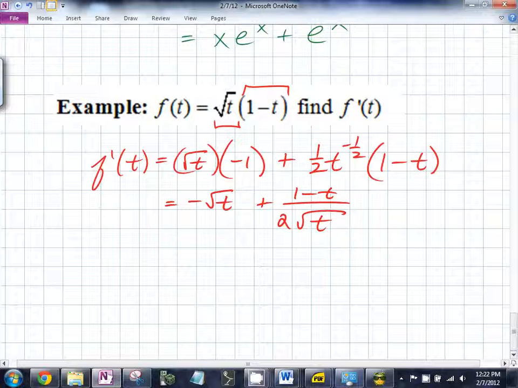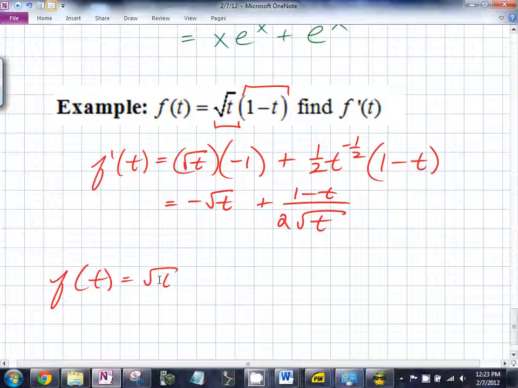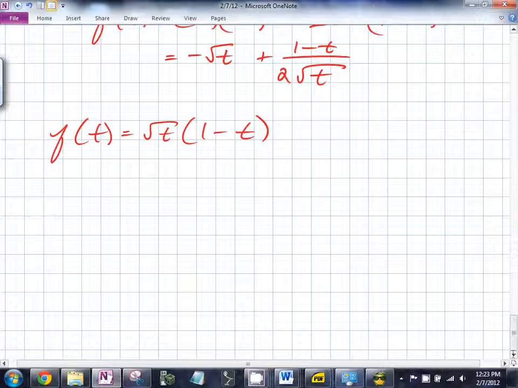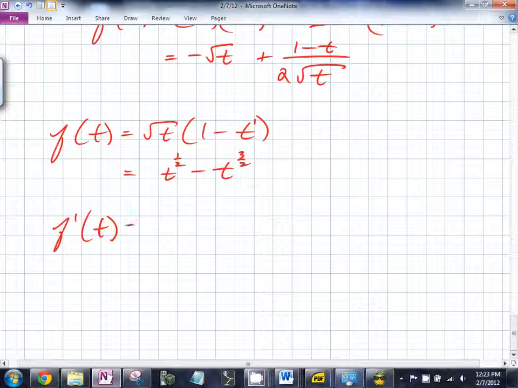Now, what's another way we could have done this one? Let's say I'll write it again. F of t is equal to the square root of t times 1 minus t. If I didn't tell you this product rule, what would you have to do first? Yeah, distribute it. You'd end up with root t minus t to the what power? 3 halves. Because this is t to the first, and square root is 1. So can you do the derivative there? Absolutely. F prime of t is going to be equal to 1/2 t to the what? Negative 1/2 minus 3 halves t to the what? To the 1/2.